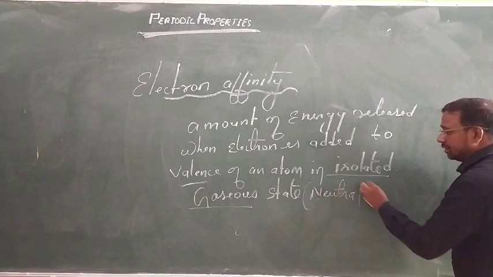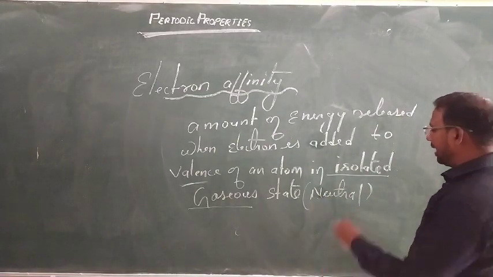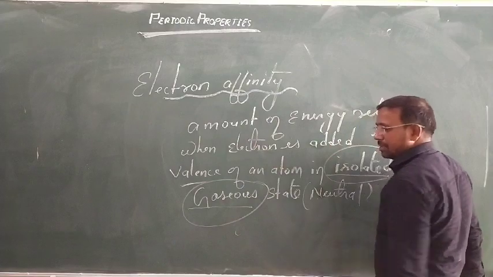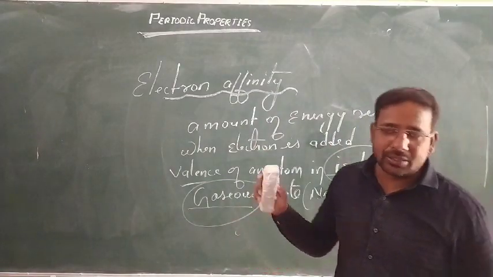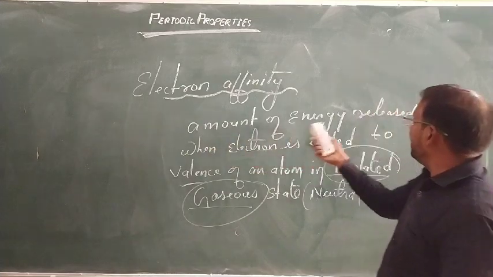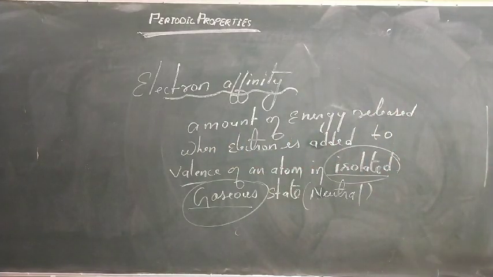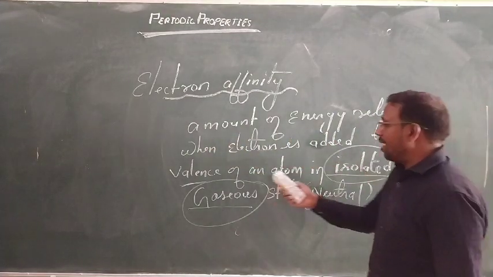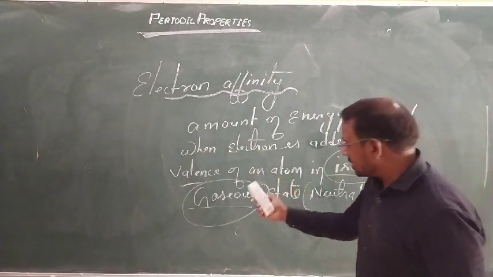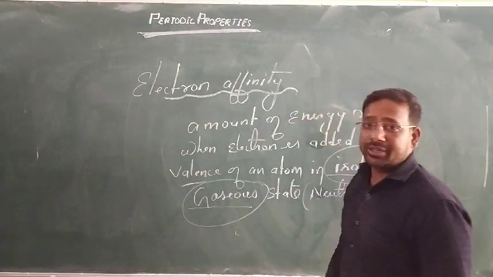It must be neutral. Why are we using two states, isolated and gaseous? We have already discussed it in the previous lecture, so please go and see that. So what is electron affinity? The amount of energy released when an electron is added to the valence shell of an atom in the isolated and gaseous state is called electron affinity.